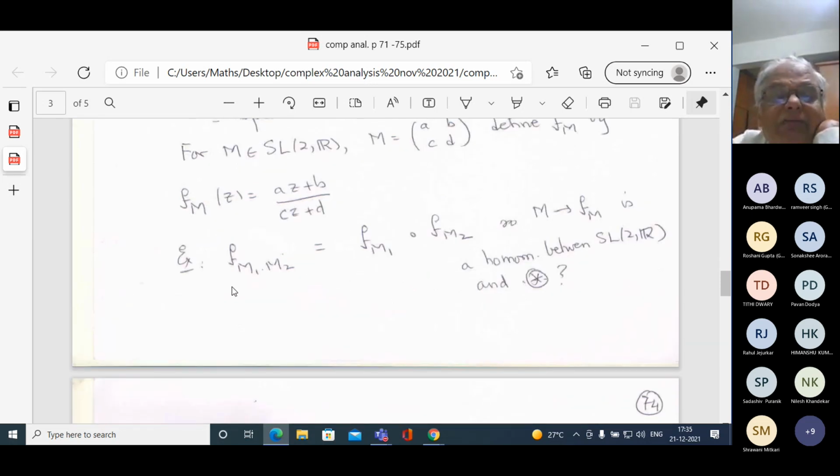So this fact that F_{M1 M2}, this is multiplication of matrices, this is composition of Mobius transformations. This statement I had made earlier, I'm sure. So M going to F_M is a homomorphism between SL2R and matrices of this kind, which are special cases of Mobius transformations.